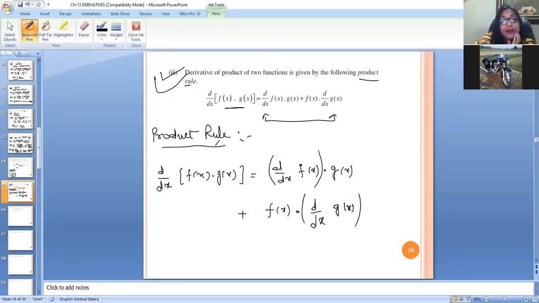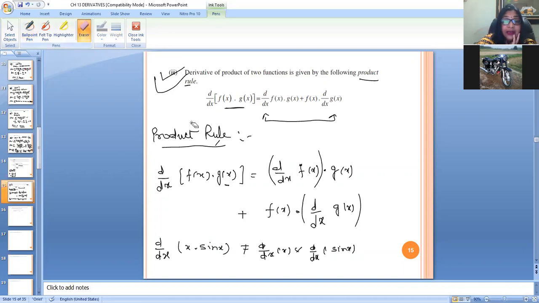That means when we have to find the derivative of a product of two functions, we will not be doing the product of the derivatives of the two functions. We will apply the product rule. What is the product rule? Derivative of the first function into the second function as it is, plus the first function as it is into the derivative of the second function, right? For example, when you have to find the derivative of x into sin x, it will not be equal to the derivative of x into the derivative of sin x. It will not be the same. We will apply the product rule.